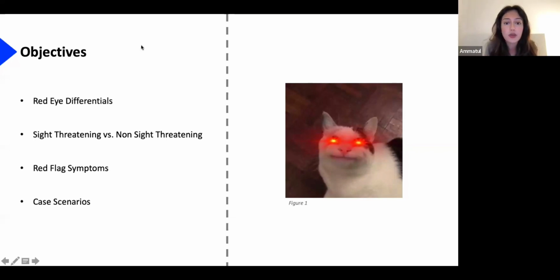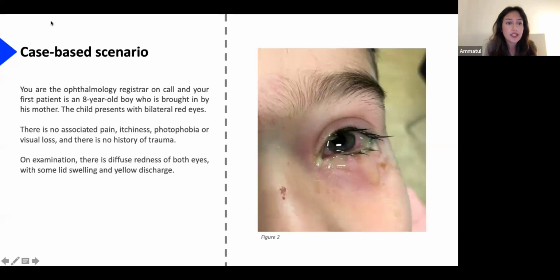Okay, so we'll start with a case-based scenario. You are an ophthalmology registrar on call, and your first patient is an 8-year-old boy who's brought in by his mother. The child presents with bilateral red eyes. There is no associated pain, itchiness, photophobia, or visual loss, and there is no history of trauma. On examination, there is diffuse redness of both eyes with some lid swelling and yellow discharge. So take a moment to think about what the condition might be. Feel free to answer in the Q&A section as well.